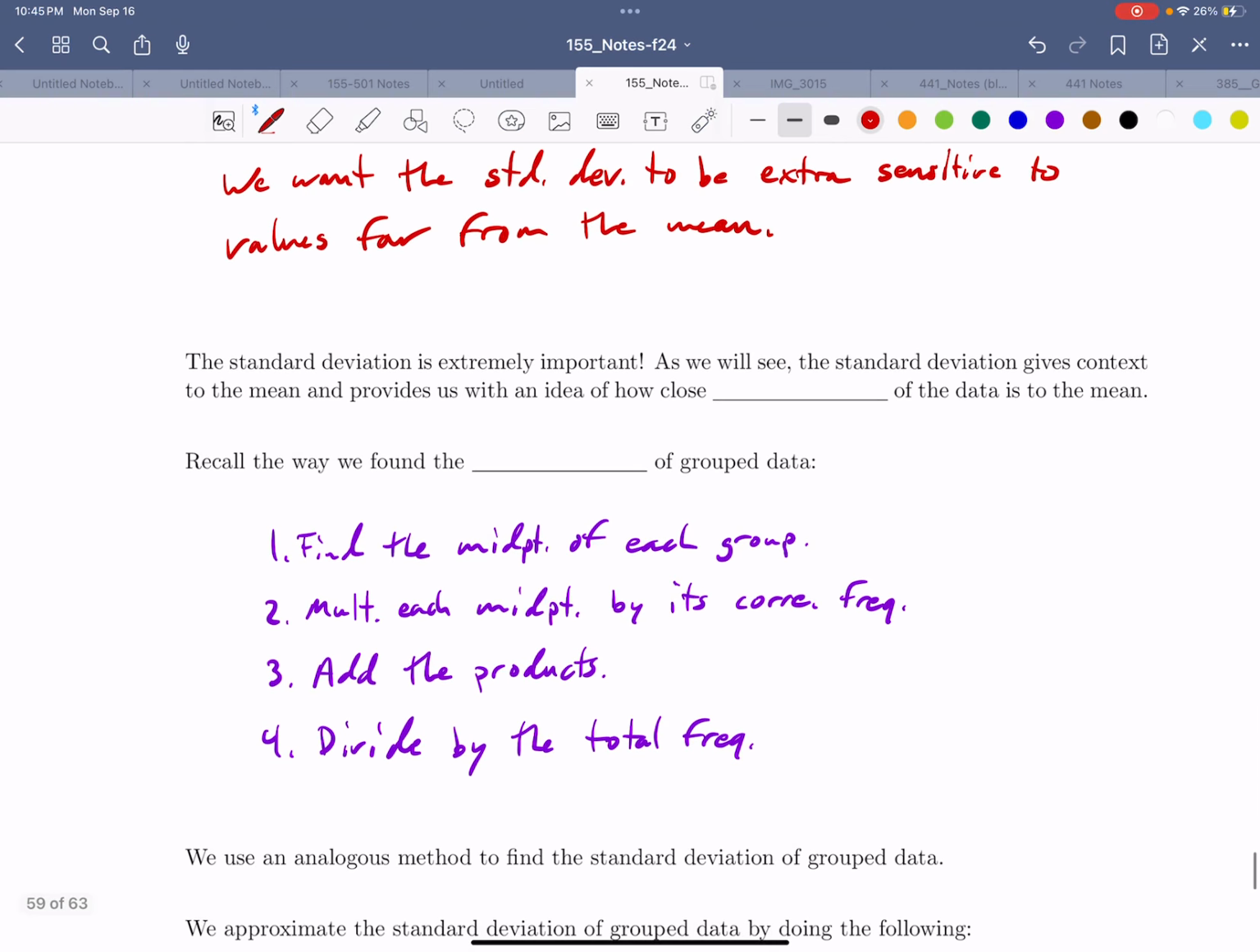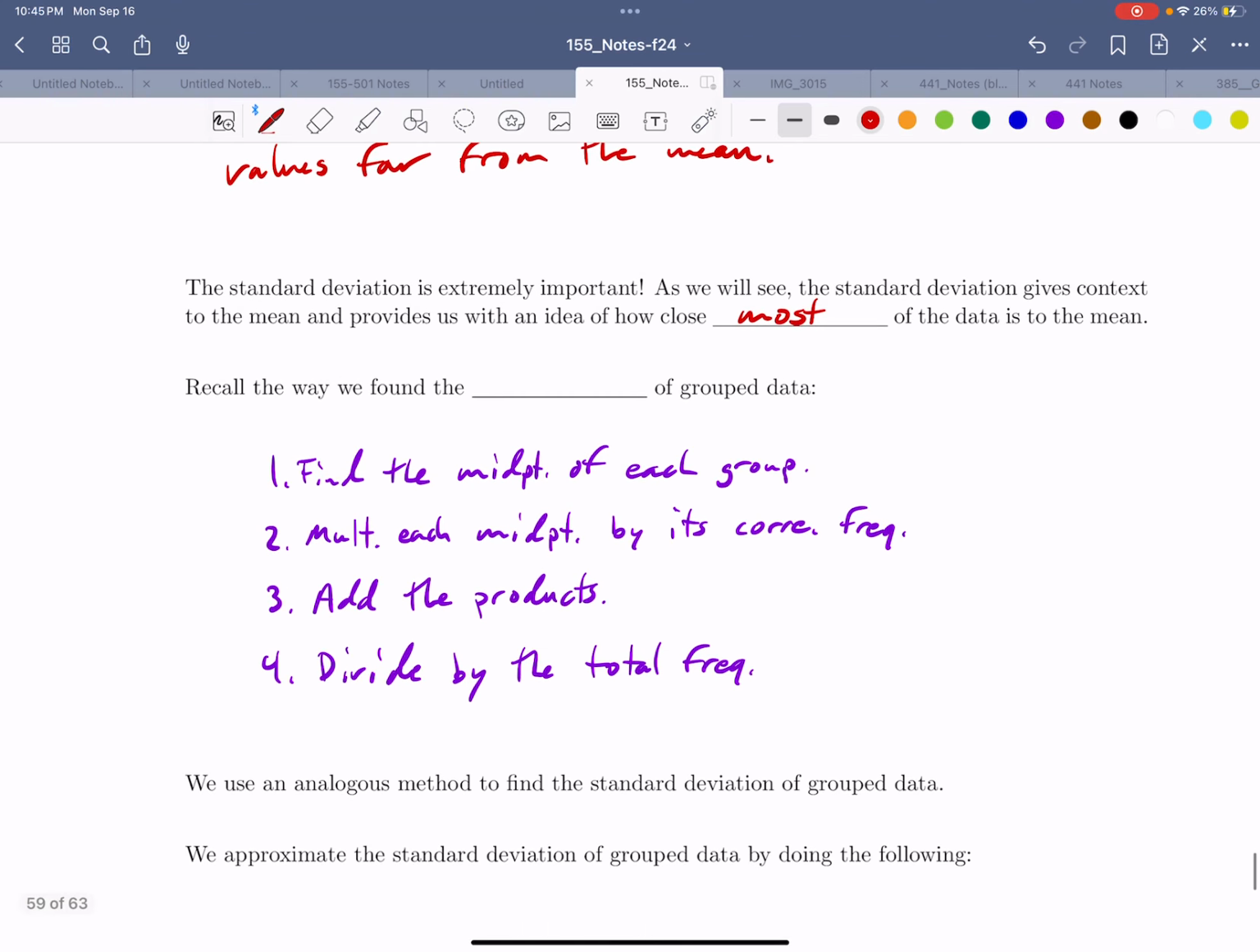Okay. So standard deviation, again, extremely important. I've even heard statisticians say the mean doesn't make a whole lot of sense without the context of the standard deviation. So a lot of times when we talk about the mean from now on, we're going to be talking about the standard deviation as well. One of the beautiful things about it that we're going to see in a little bit is it provides us an idea of how close most of the data is to the mean.